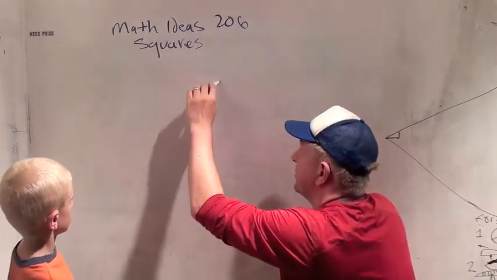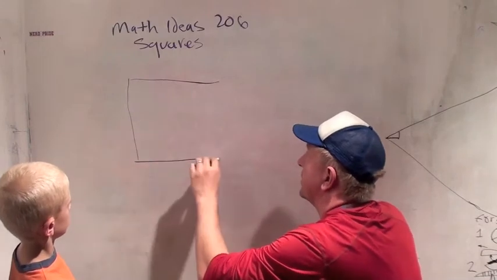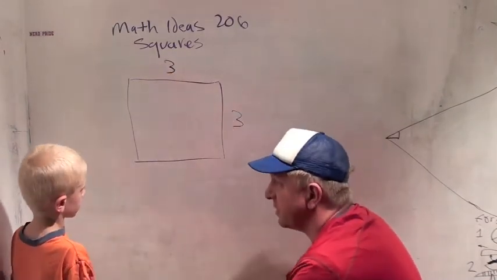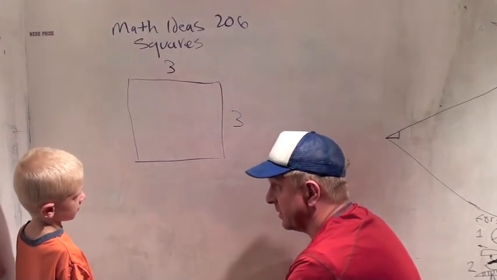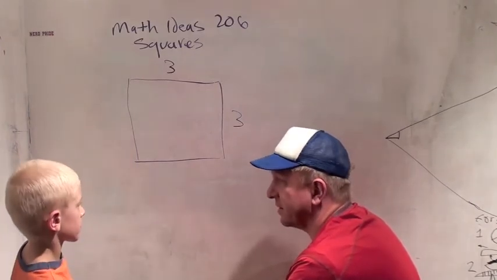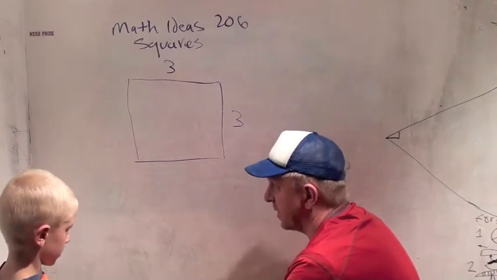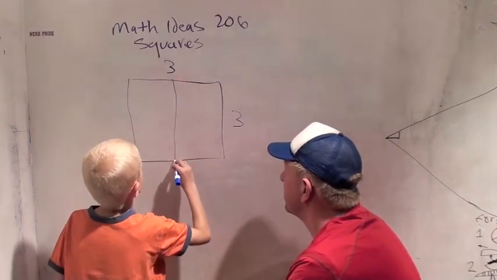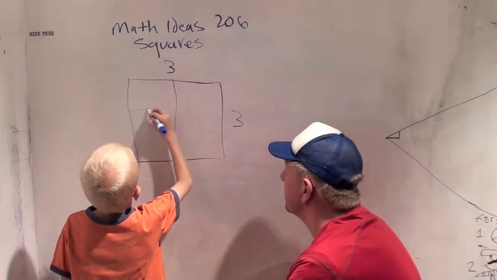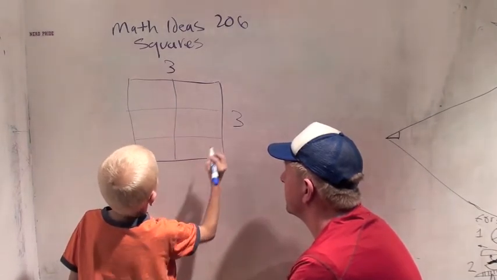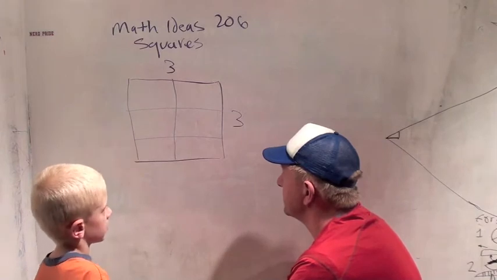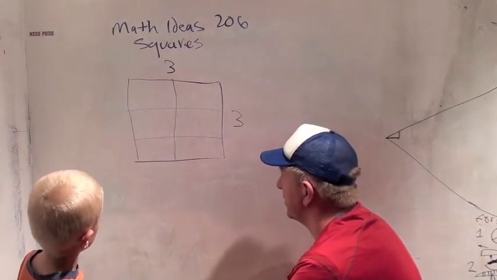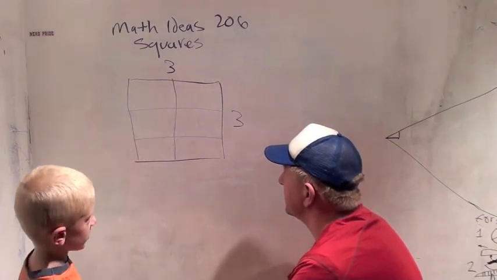Okay. Now let's do one that's 3 by 3. Now remember, the only thing we know about area is that the 1 by 1 square has area 1. Okay. So what do you think you're going to do for here? What's wrong with this picture? It is 6 of them inside it.